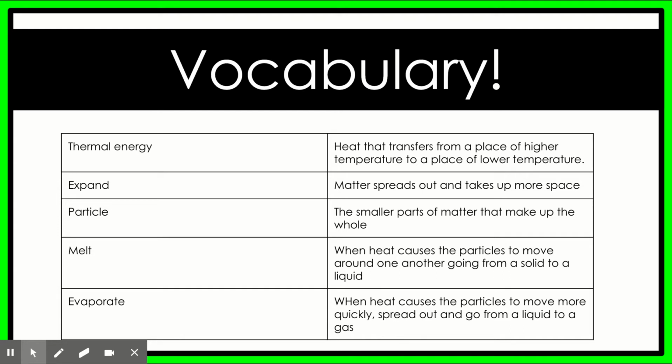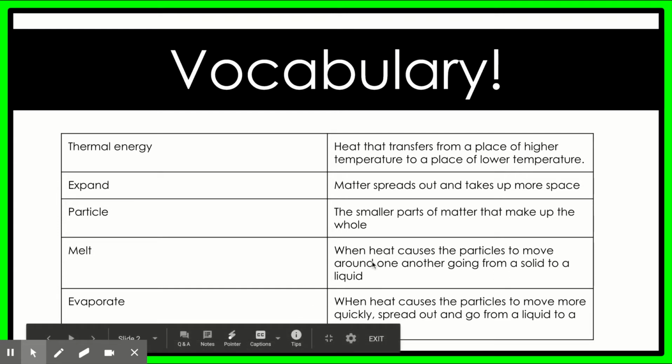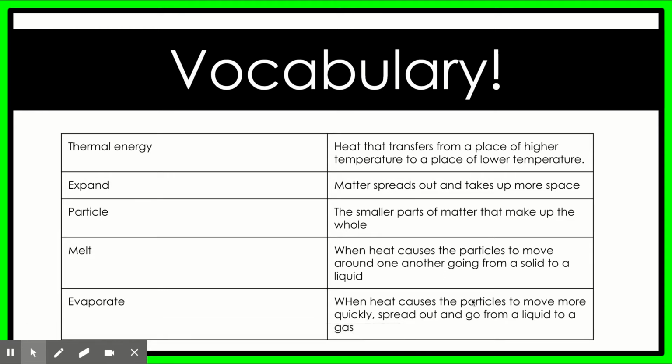To melt is when heat causes particles to go from a solid, so stuck tightly packed together, to a liquid. And then evaporate is when heat causes the particles to move more quickly and you go from a liquid to a gas. Evaporate is going from a liquid to a gas.